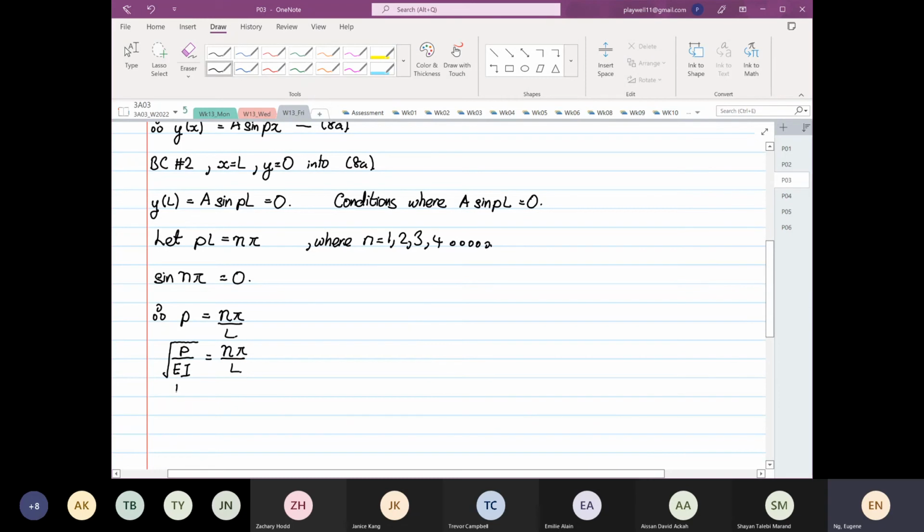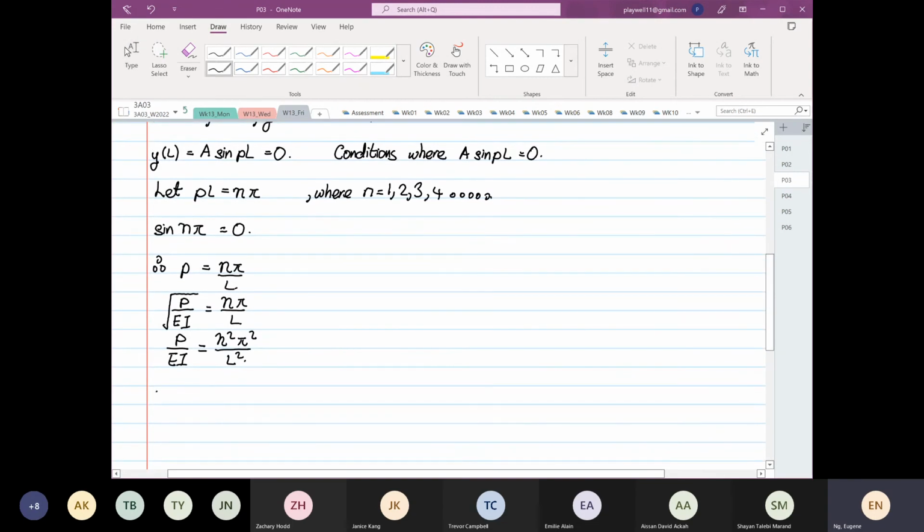So remove the square root. We have the term n squared pi squared over L squared. So we just rearrange a bit. So we're going to call this, okay? So therefore, P critical, I'll explain to you why this is critical later on. So P critical is equal to n squared pi squared over L squared, multiplied by EI.